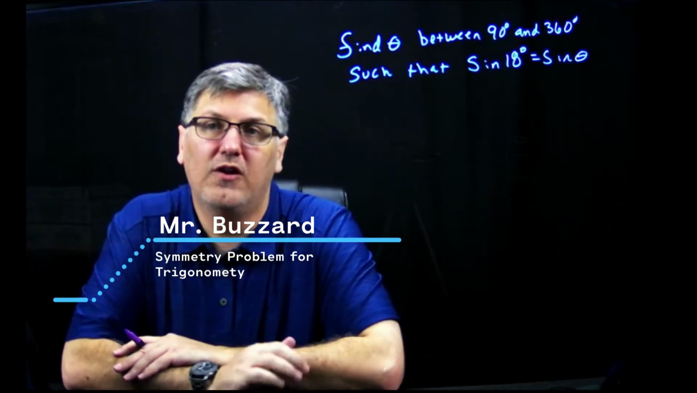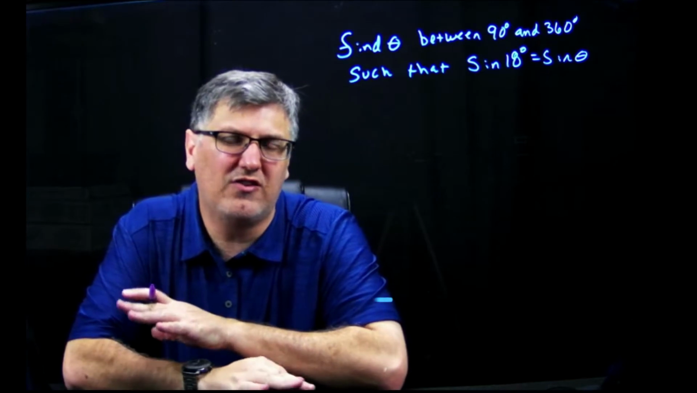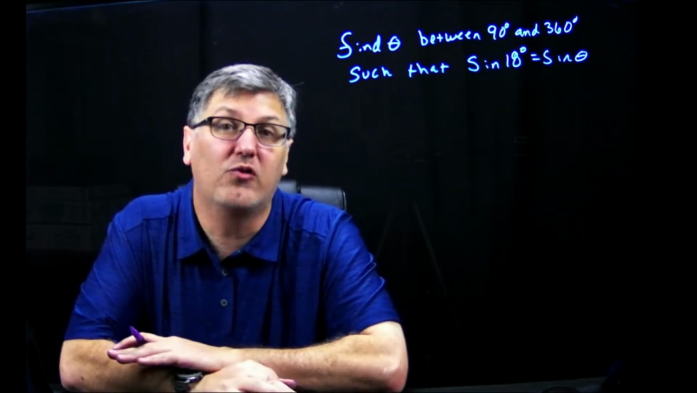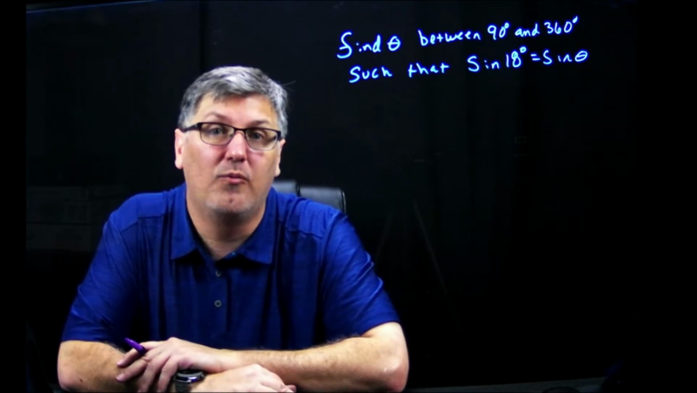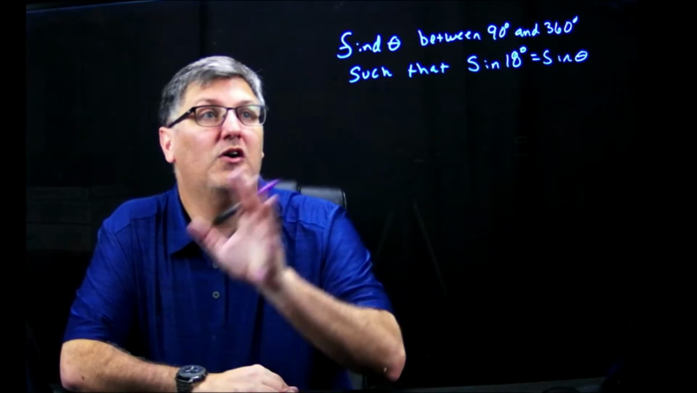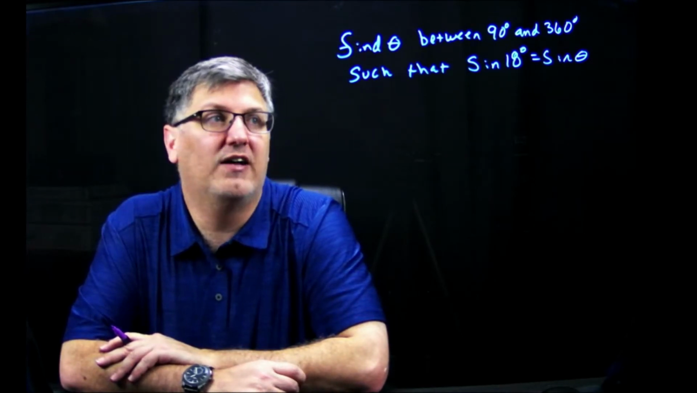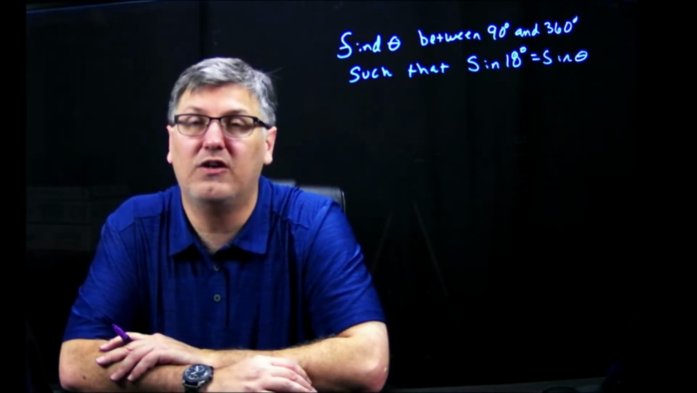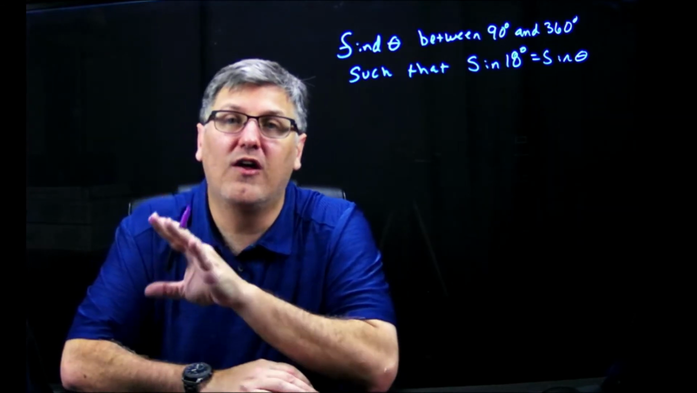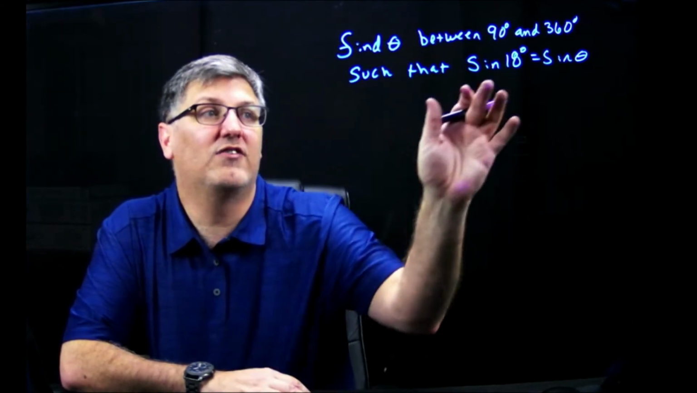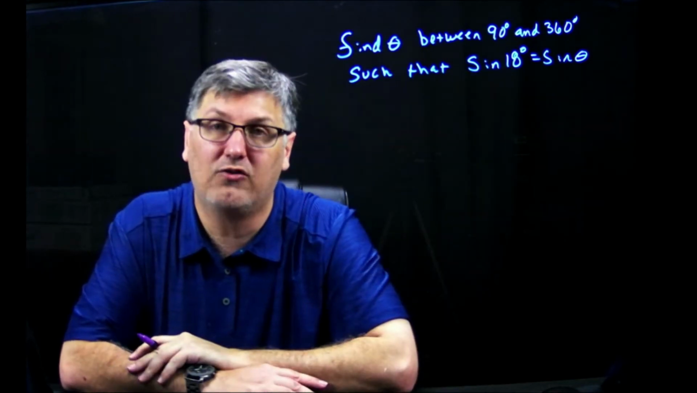All right. So another type of question I'm going to ask you, and this isn't necessarily truly a unit circle question, but it exploits the symmetry that we talked about that is on the unit circle. So I'm going to ask you to find theta between 90 and 360 degrees such that sine of 18 degrees equals sine of theta. So there's another angle out there that's going to give you the exact same answer as sine of 18 degrees when you put it in the calculator.